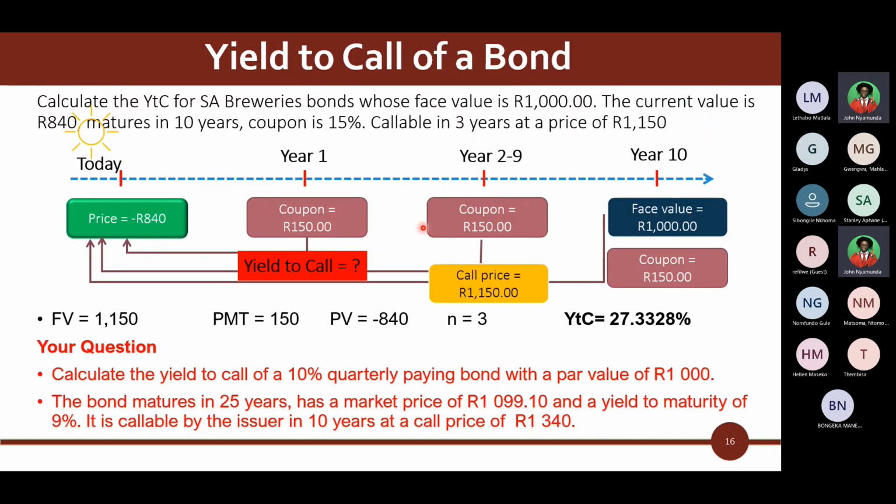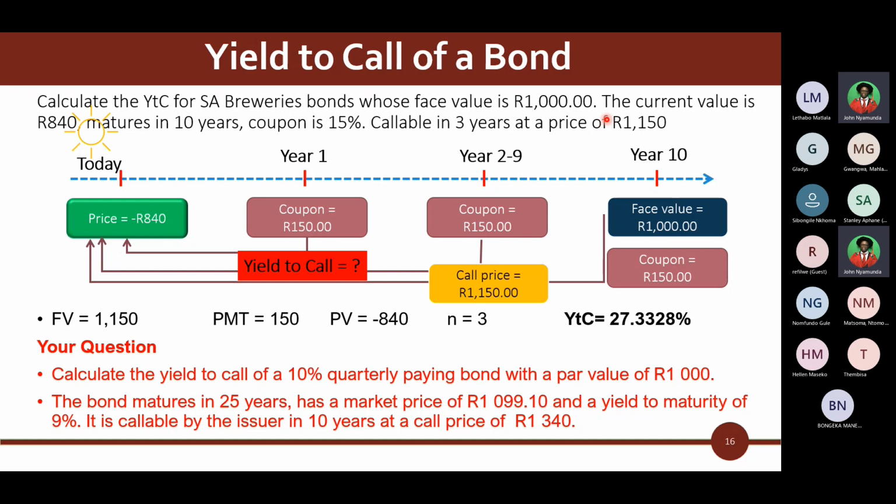I'm hoping we are not going to get into load shedding while I'm explaining this. Calculate the yield to call of SA Breweries, whose face value is 1,000, the current value is 840, matures in 10 years, coupon is 15%, callable in 3 years at 1,150. Instead of yield to maturity, where we go up to the end of the period, the yield to call is the yield up to the call period.